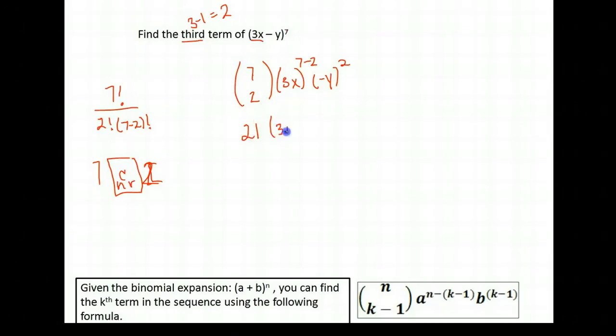Now let's simplify a bit. So we have 3x, 7 minus 2 would be the 5th power, and then negative y squared. That gives us 21 times the 5th power here. Again, we need to take both parts to the 5th power. So we have 3 to the 5th power, x to the 5th power. And here, negative y squared means negative y times negative y, which would be positive y squared. Simplify a little more. I should have done that in the last step. 3 to the 5th is 243.